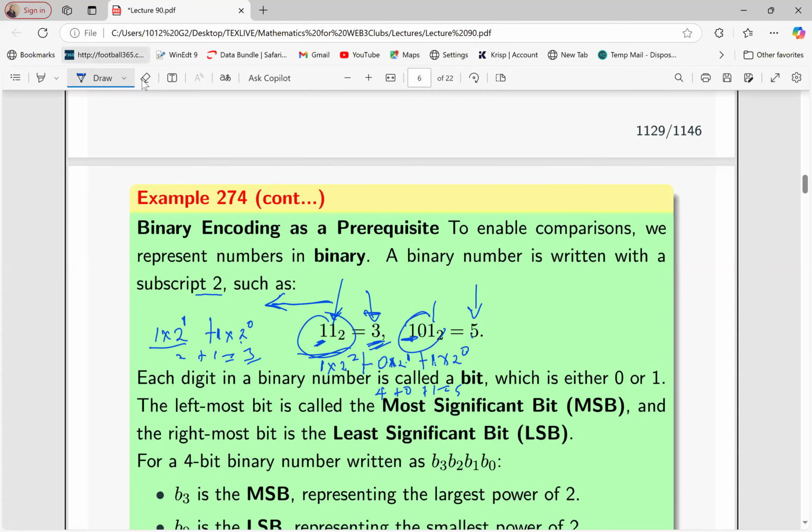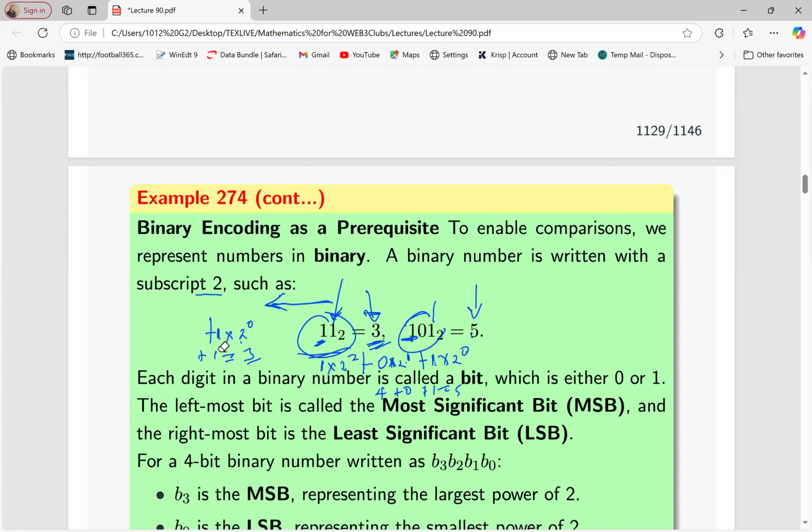That gives you 5. That's how you got 5. So that is how we convert a binary number to decimal. But that is not what we wanted. What we wanted was we are given a decimal number. We have to convert it to binary. That is what we wanted.